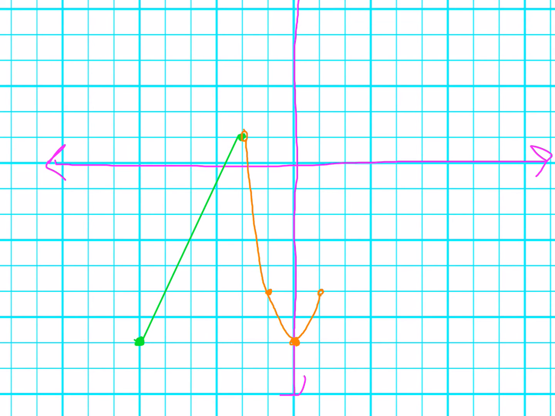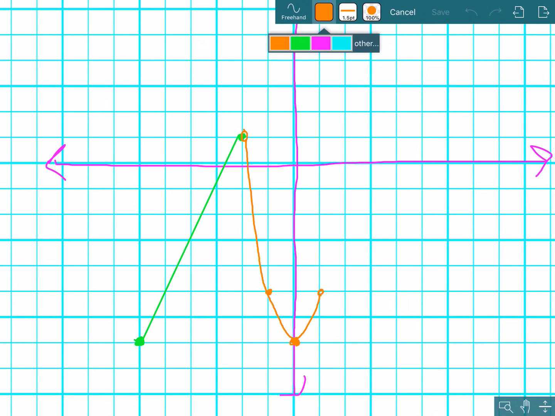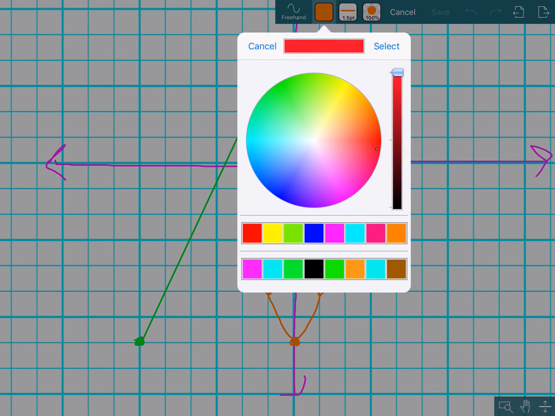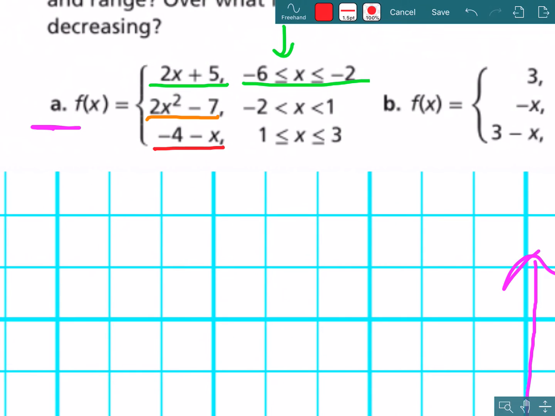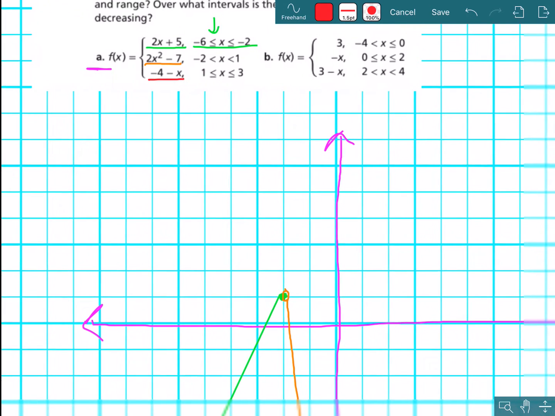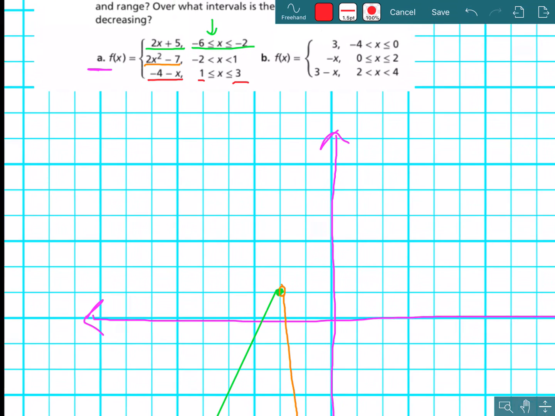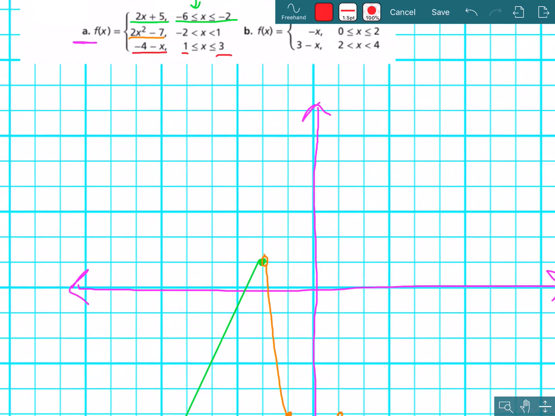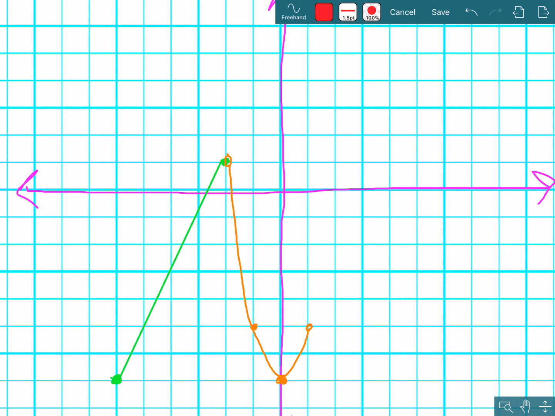Okay? Now for our last section here, let's go with red this time, and we're going to look at this last part, which is -4 minus x. And again, this is just linear, so I'm just going to plug in the points 1 and 3, and you'll notice that those are both or equal to, so they're included. So if I plug in here, -4 minus 1 is -5. So here I am at 1, I'll be at -5. So here I get a nice red closed circle.